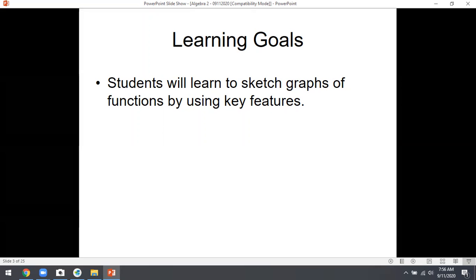There's one other little skill in this unit that the book didn't cover in depth, and I'd like to do that real quick. How do you write where things are increasing and decreasing?